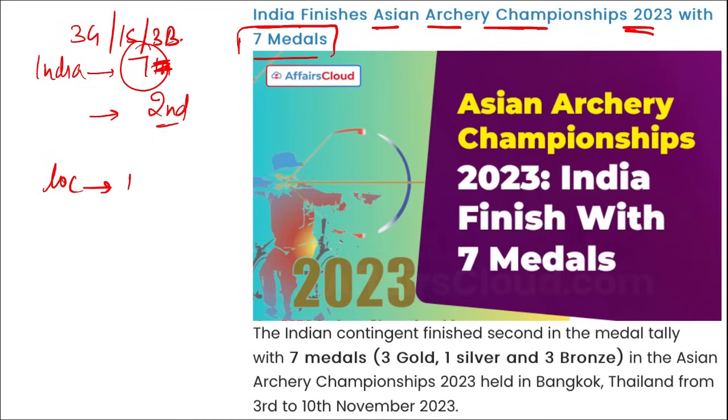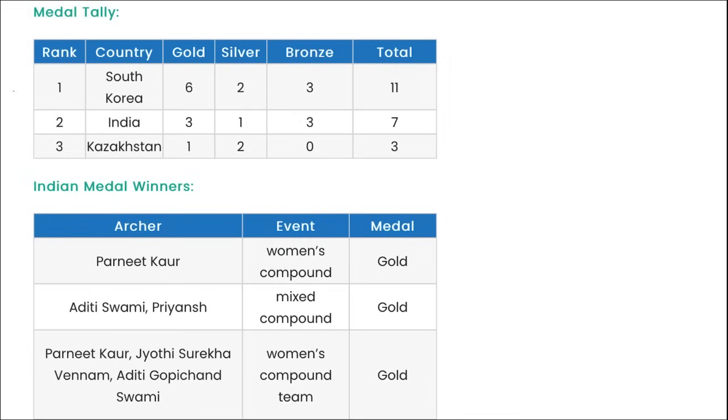What is the location? Where was this held? Bangkok, Thailand. It was from 3rd to 10th of November. And in this, if we look at the medal tally, South Korea secured top position with a total of 11 medals, India second with 7 medals, and Kazakhstan third with a total of 3 medals.